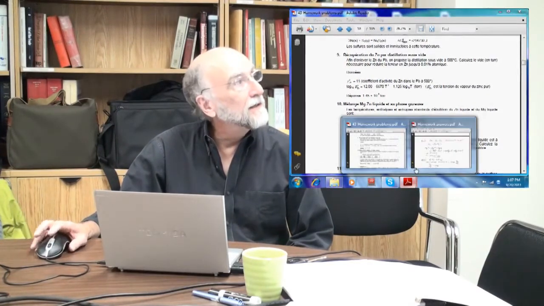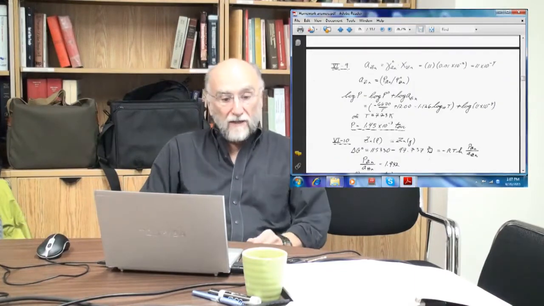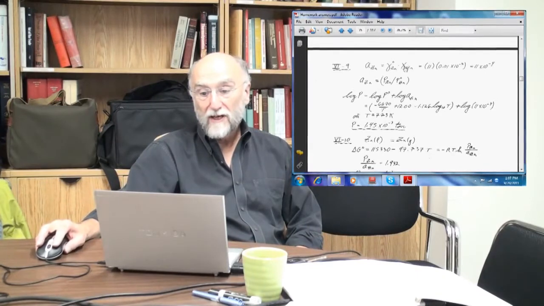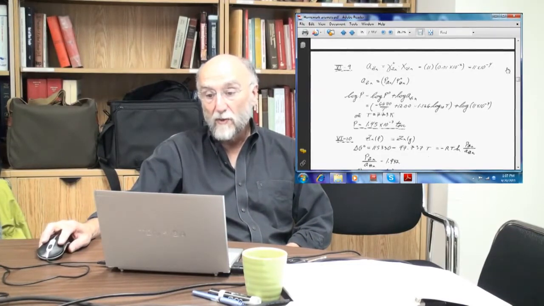So, okay, the activity of zinc is equal to the activity coefficient times the mole fraction. The activity coefficient is 11. This is the activity of zinc that you want to reach. You want to reach 10 to the minus 2 mole fraction. So you want to reach an activity of zinc of 11 times 10 to the minus 4.